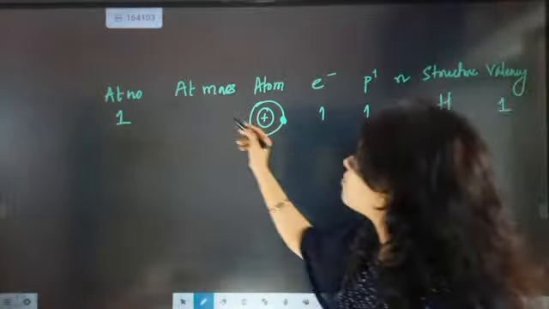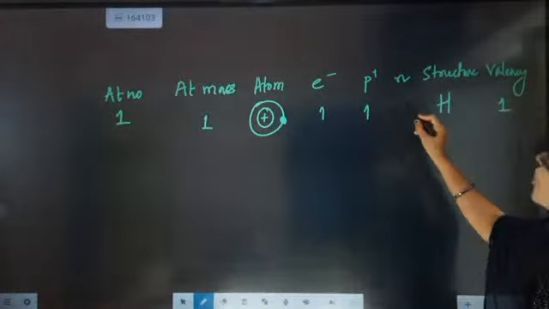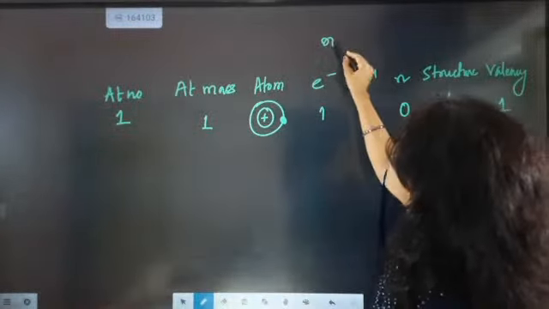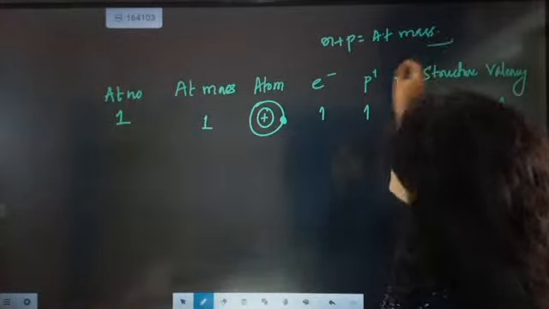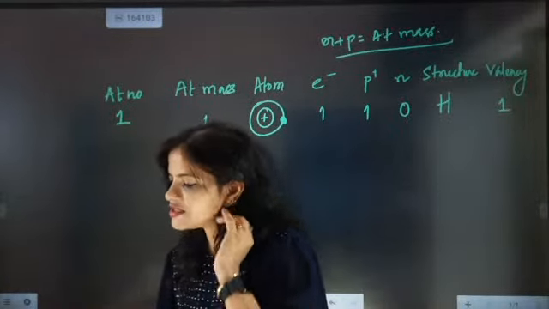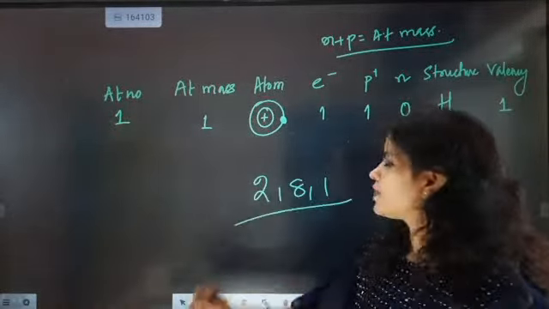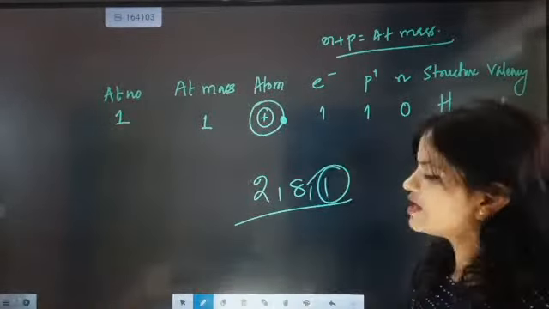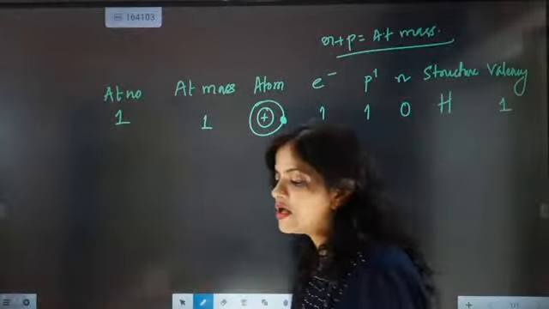Okay. So now mass number is exactly 1. So here neutron number is coming as 0, because number of neutron plus proton equal to atomic mass. Number of neutron plus proton equal to atomic mass. Outermost orbit 1 electron will be there. Valency is 1.